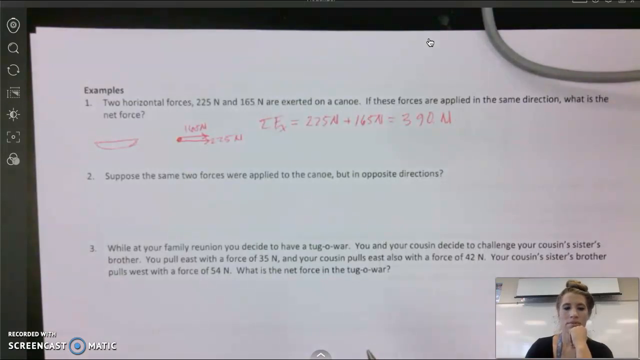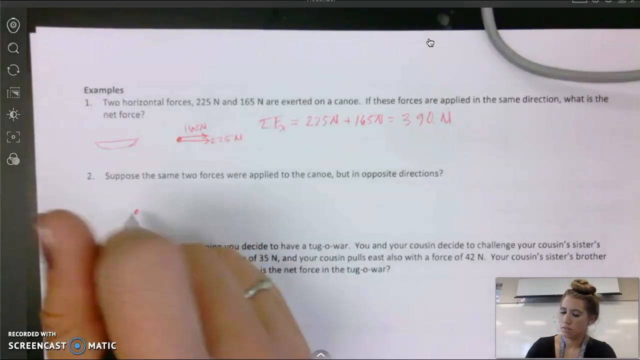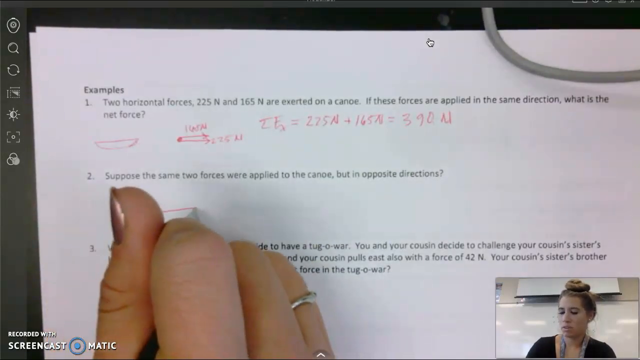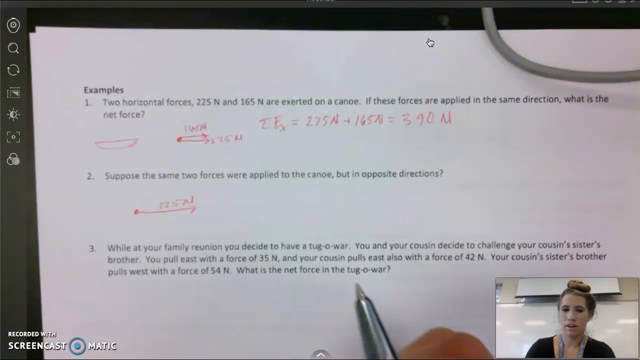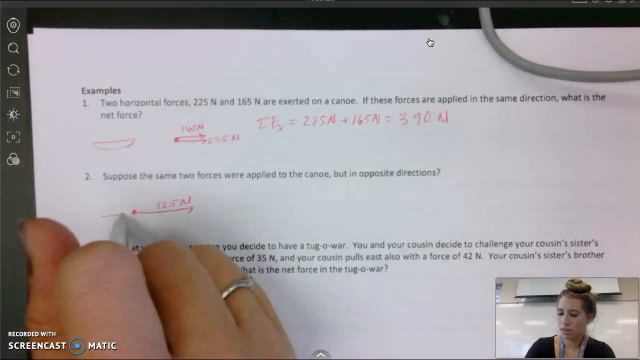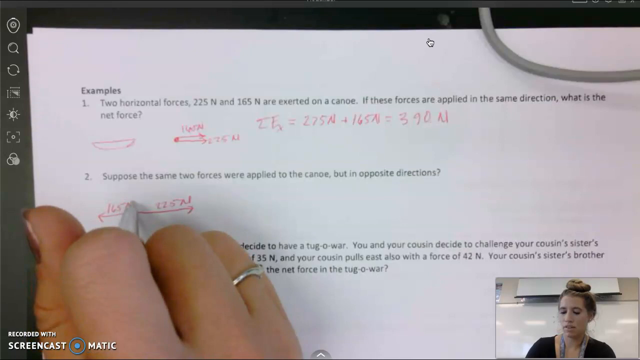Suppose the same two forces were applied to a canoe in opposite directions. So when we have them in opposite directions, let's put the 225 in the positive x, and then we'll put the 165 in the negative x.